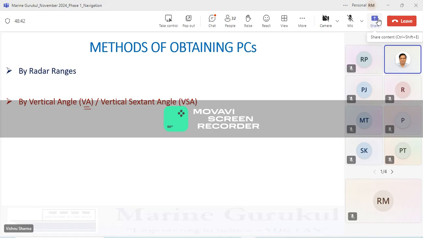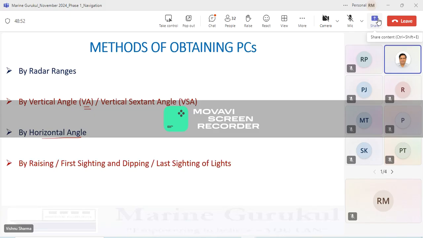We can also draw the position circle by what we call the horizontal angle. We can also draw a position circle by raising, dipping, first sighting, or last sighting of lights. And lastly, we can get a position circle by high altitude celestial observations. So these are the various methods which could possibly be deployed, based on the information available, to draw the position circle on the chart.